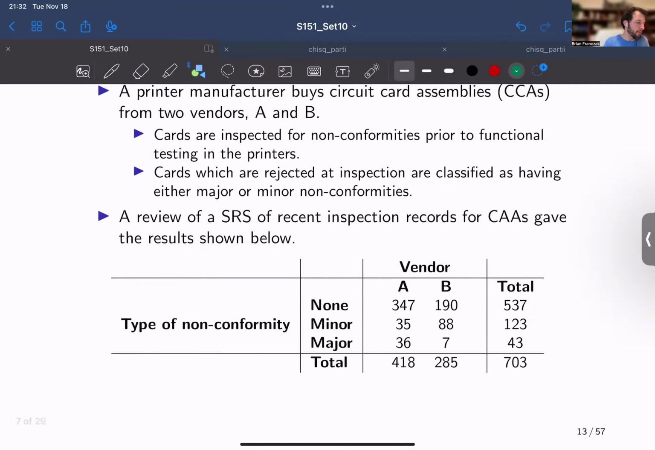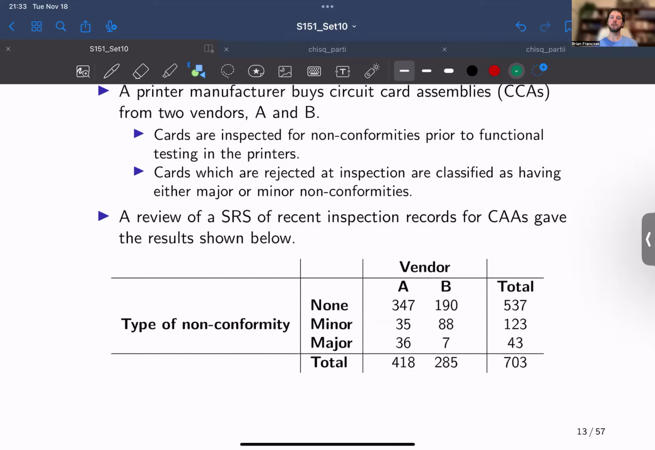All right, so for example, suppose that a manufacturer buys circuit card assemblies from two different vendors who we're calling A and B. These circuit cards can come with one of three types of nonconformity issues. So there can be no nonconformity issues, minor nonconformity issues, or major nonconformity issues. And the question is basically, are the vendor, A or B, and the type of nonconformity, none, minor, major, qualitative outcomes, are they related to each other? Is there an association between where we buy the card from and the type of nonconformity that we are dealing with?